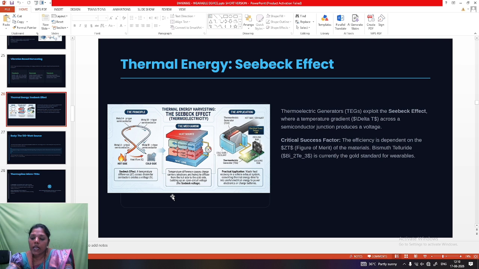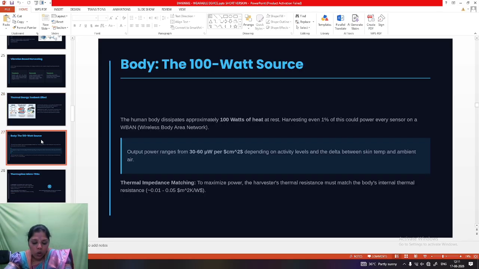currently gold standard for wearable systems. Thermal energy harvesting, the Seebeck effect, thermoelectricity. The mechanism is a temperature difference across which carriers form the Seebeck voltage. The applications: waste heat recovery in vehicle exhaust systems, converting thermal energy directly into useful electrical energy to power electronics or charge batteries. Next, now let us discuss in more detail.